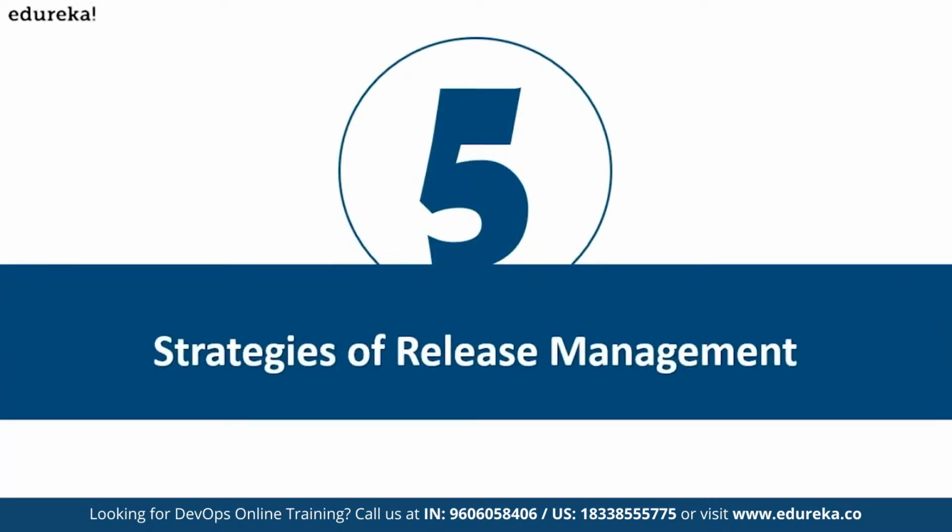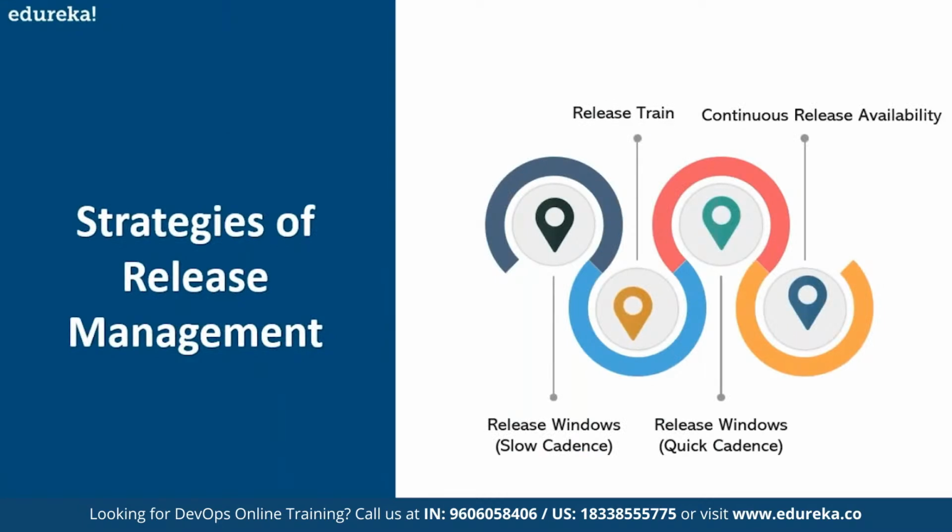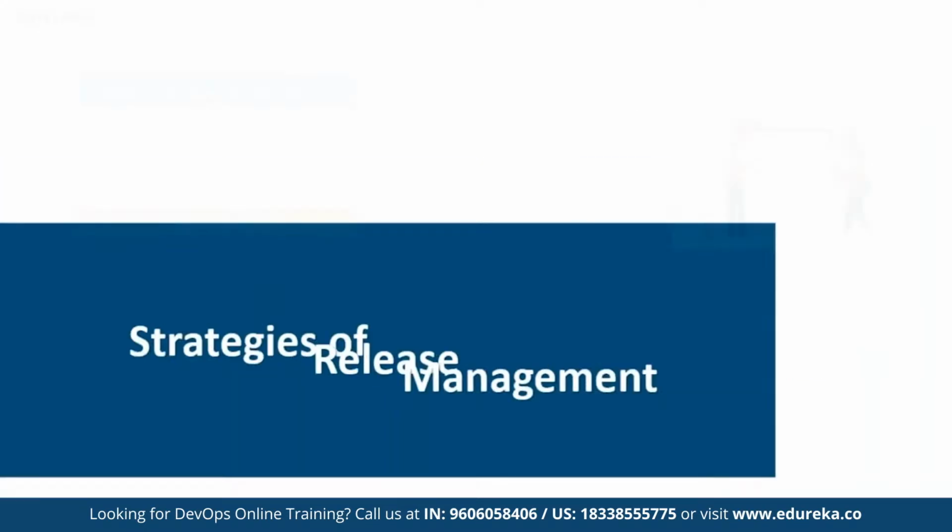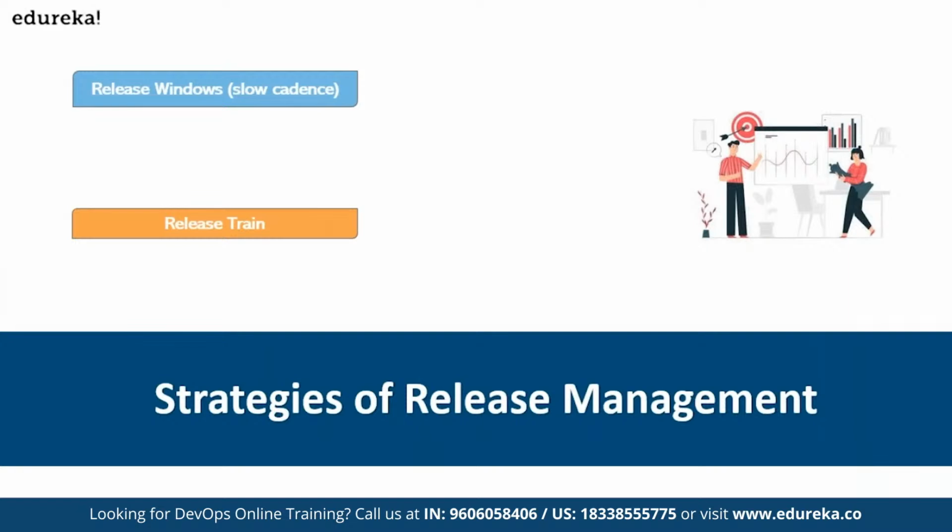Now, what are the strategies of release management? There are basically four strategies. One is release windows, that is slow cadence. Then there are release trains. Then there are release windows that are quick in cadence. And then there is continuous release availability. So there are four ways by which releases are managed. These are known as strategies of release management. Now let us understand these four types.